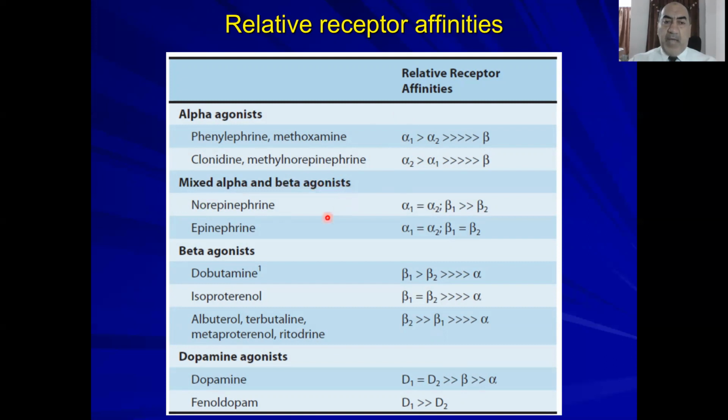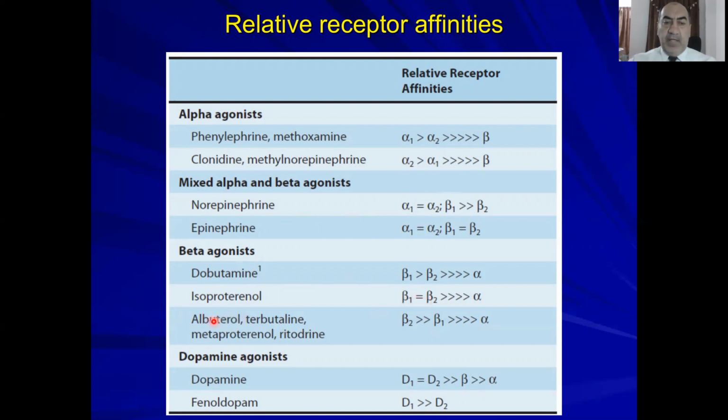Mixed alpha and beta agonists such as the parent drug epinephrine activate everything: alpha 1 similar to alpha 2, beta 1 similar to beta 2. Norepinephrine, as we said, is similar to epinephrine on the alpha receptors, but with more effect on beta 1 than beta 2. Beta agonists. Number one, beta 1. The selective agonist is dobutamine, beta 1 more than beta 2. Isoproterenol, also called isoprenaline, please remember this fact, is non-selective on beta 1, 2, and 3.